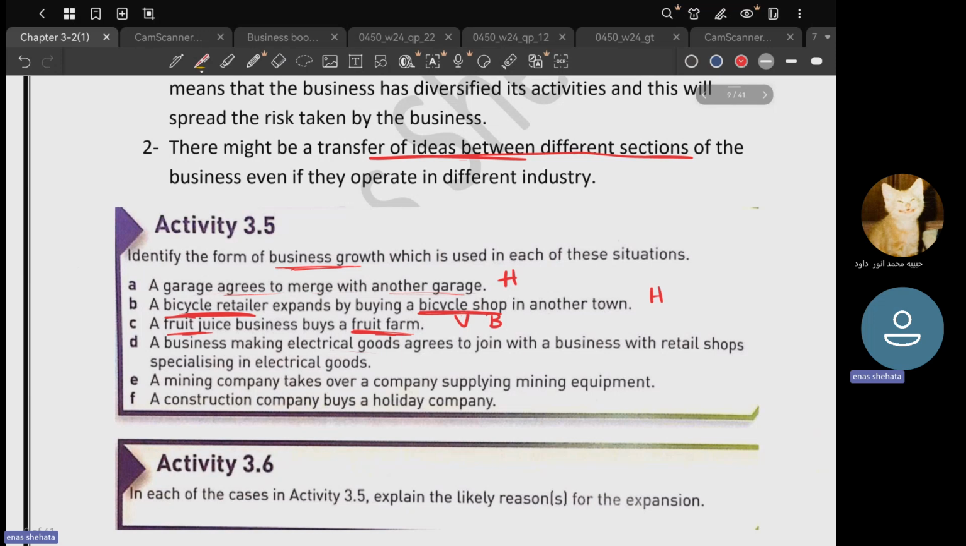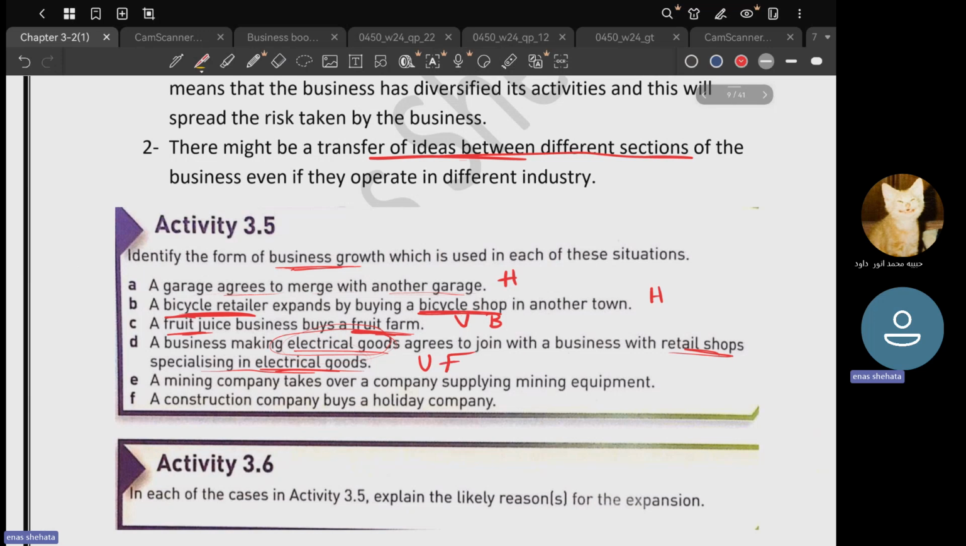Business making electrical goods agrees to join with a business with a retail shop specializing in electrical goods. I'm the one who produces electrical goods, so I'm secondary. And I will buy the electrical shop, so it's tertiary. So it's vertical forward integration.